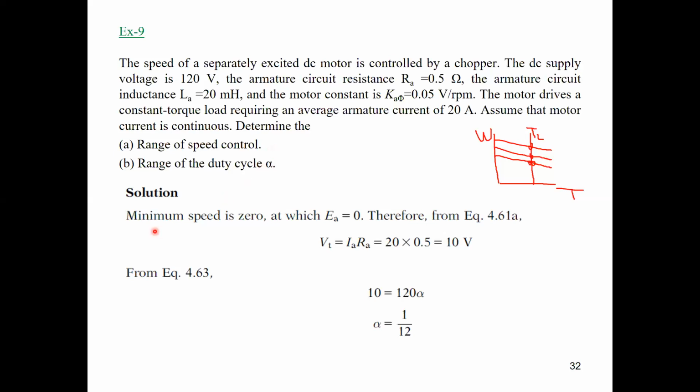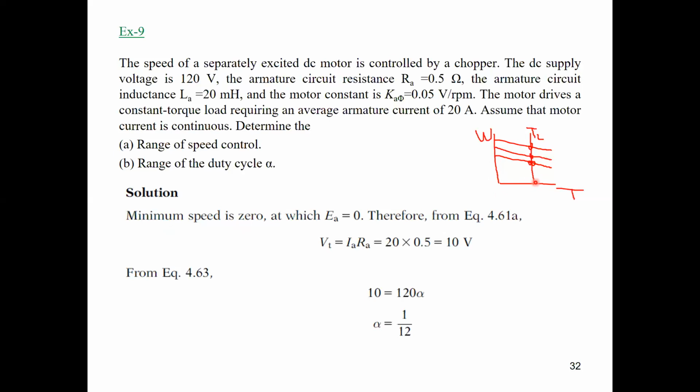Let's see how we can find this range. Now, for our case here, we have a supply of 120 volt. This is the input DC voltage of the chopper, and the minimum speed is 0. This is the minimum speed for any motor, so we can control the speed using many curves up till getting 0 speed at this point. So this will be the case of 0 speed, which means EA equals 0.